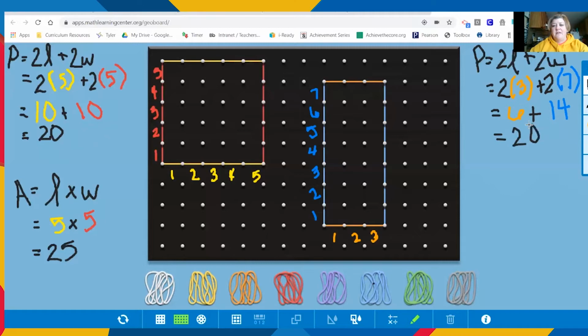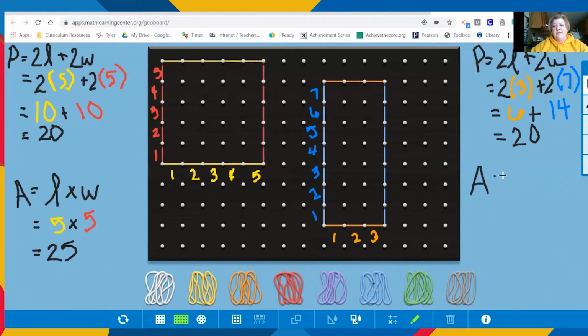Very good. Now you notice here that this rectangle was also a perimeter of 20, and so is this one. But do they look the same? No, they have 2 completely different shapes, and that is okay. All right, we are going to go ahead and solve for area.